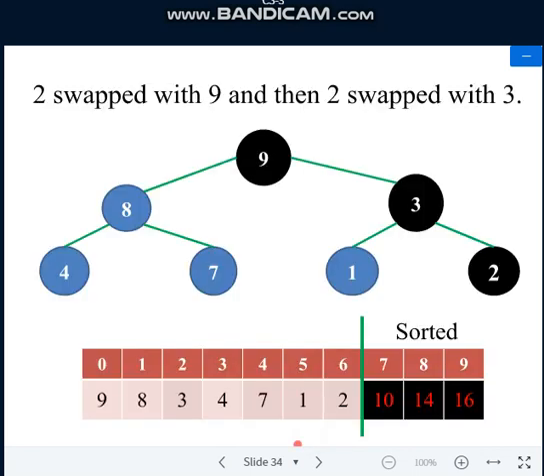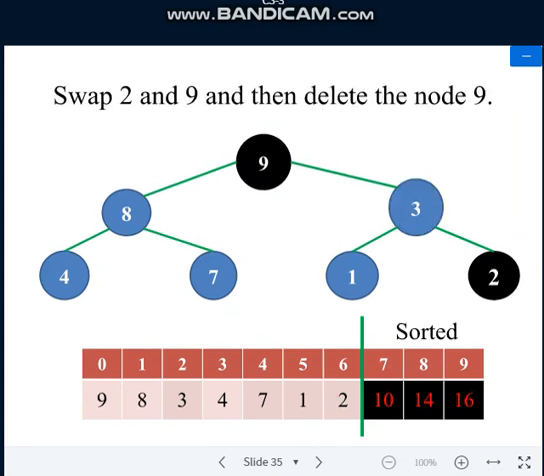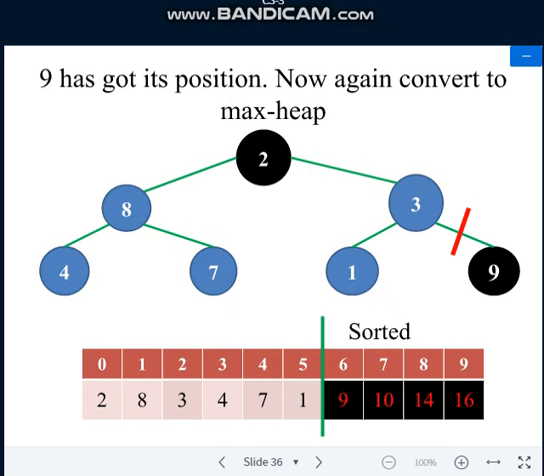So look at this. So 9, again 8 and 3, yes it is smaller than 9. 4, 7, yes it is smaller than 8. 1 and 2, yes it is smaller than 3. So now this is the root node, that is the greatest value among all the values here. So now what we are going to do? We are going to swap this with the last node. Okay. So what is the last node? The last node is 2. So 2 and 9 you are going to swap and then delete that 9 from the tree. Here 2 and 9 are swapped and you are going to delete that.